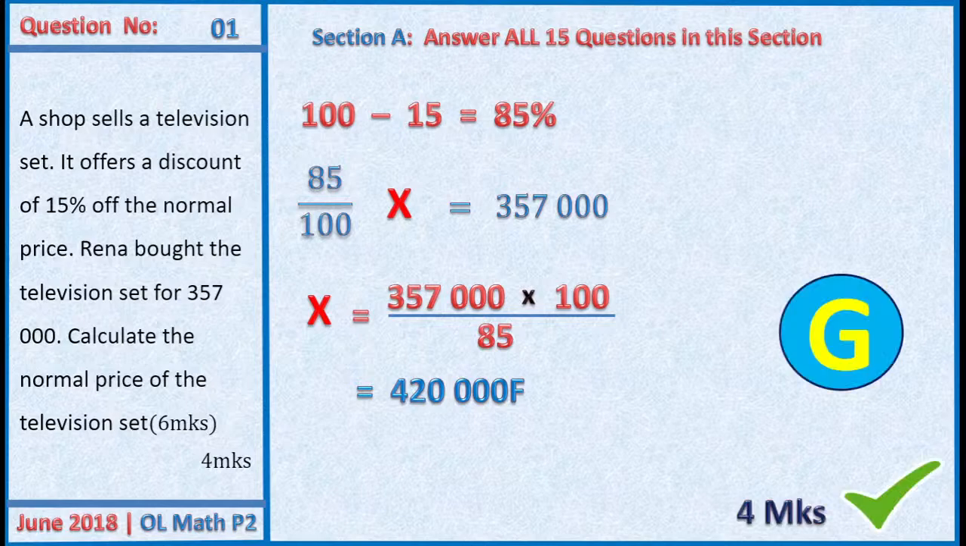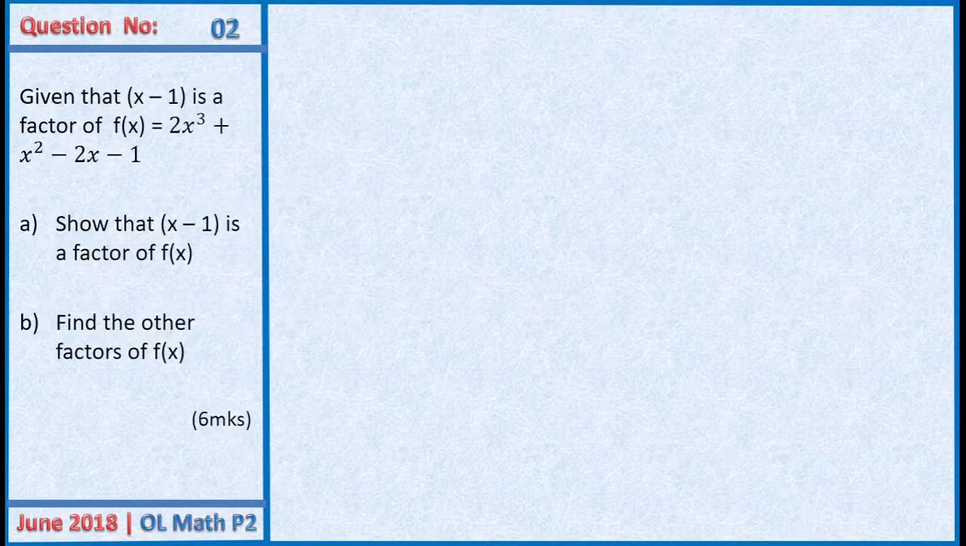Right, the next question. Given that x minus 1 is a factor of f of x equals 2x cubed plus x squared minus 2x minus 1, a, show that x minus 1 is a factor of f of x. B, find the other factors of f of x.